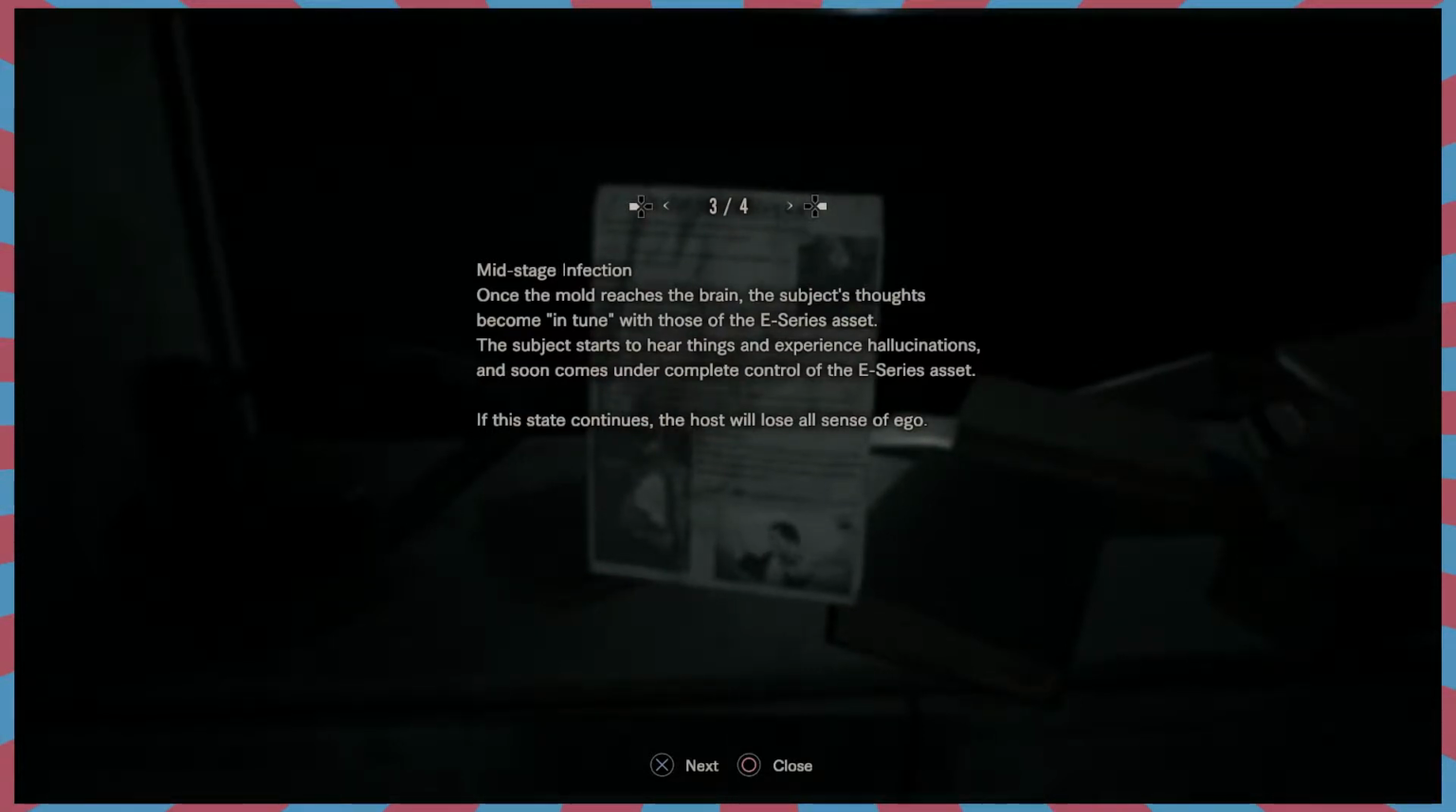Mid-stage infection. Step 2. Once the mold reaches the brain, the subject's thoughts become in tune with those of the E-series asset. The subject starts to hear things and experience hallucinations, and soon comes under complete control of the E-series asset. If this state continues, the host will lose all sense of ego. So hallucinations, which Mia's already seen, right? Because you remember she saw Evie flying around everywhere. Yep. All that's bad.